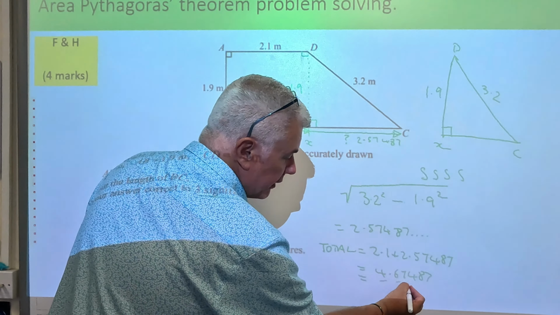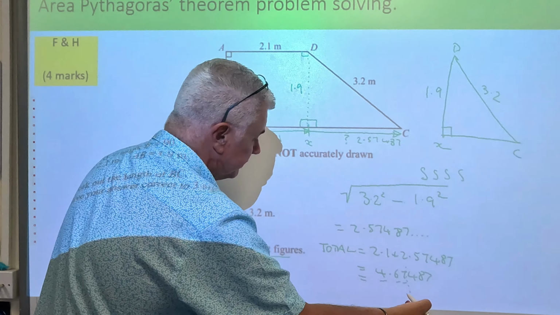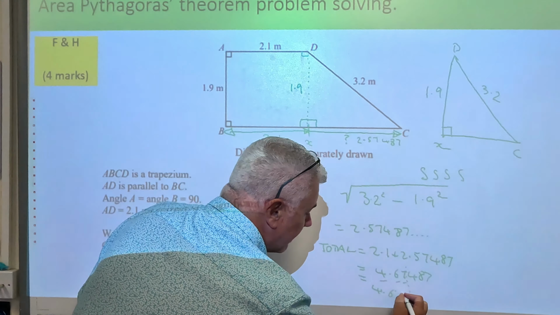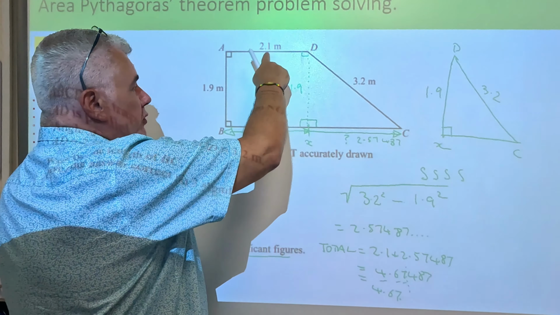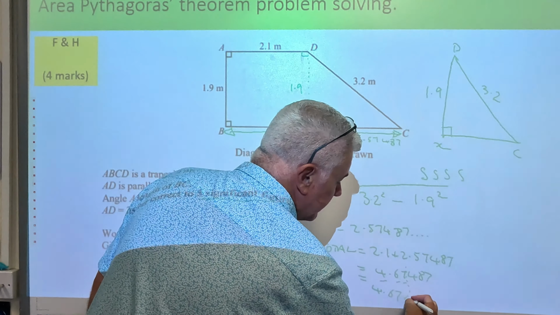Going to round it to three significant figures. 1, 2, 3. Look at the number after my 7, 5 or above, I'll give it a shove. It's not, 4 or below. Going to keep it down low. 4.67. And it's got a unit. We've used meters all the way through the question. It's meters in my answer. So my answer should be 4.67 meters.